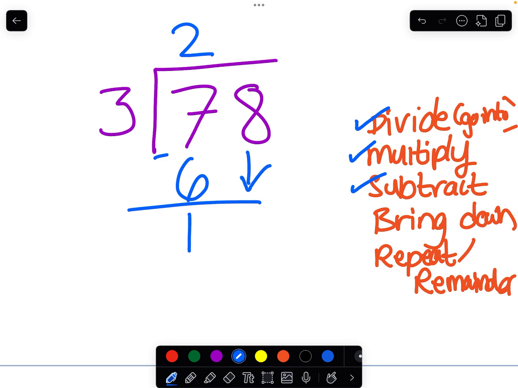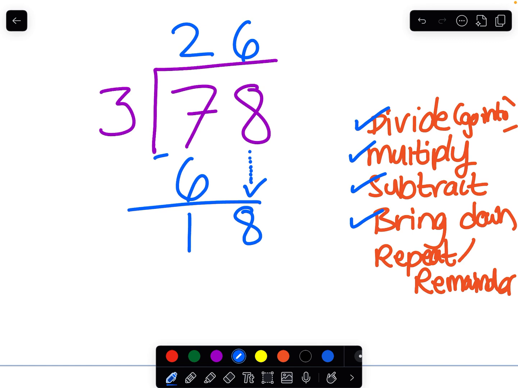Now we bring down. Now, some teachers don't like this arrow. They think it's confusing. I do like it because I think it helps kids keep track of where they are, even if you need to do it maybe faint. But I do use it. Bring down. So we did the bring down step. 3 goes into 18 6 times evenly, so we're not going to have a remainder.